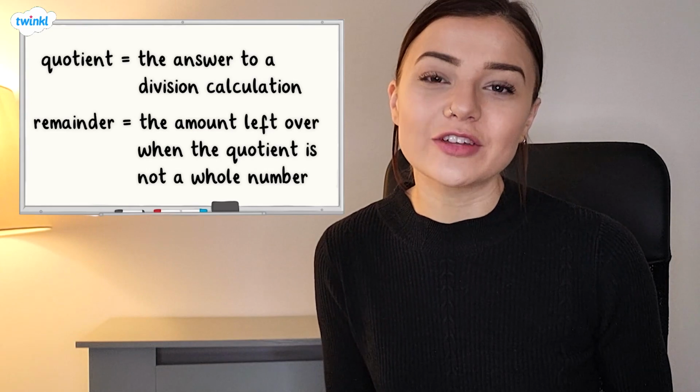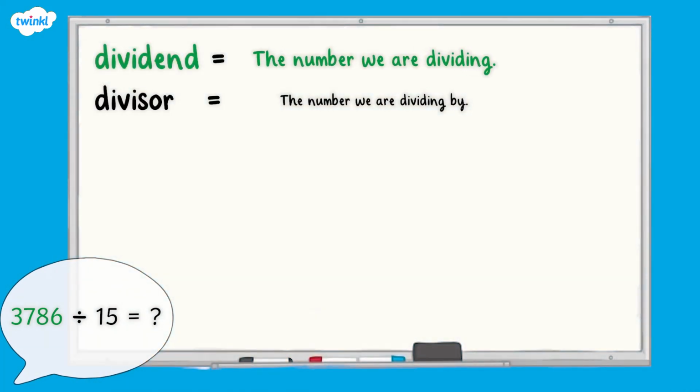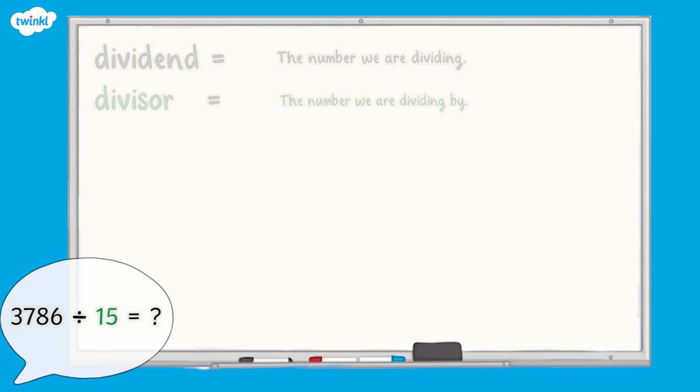Let's start by using long division to divide 3,786 by 15. 3,786 is the number we are dividing, so this is our dividend, and the divisor, or number which we are dividing by, is 15. When we divide by a two-digit number, it's a really good idea to list the first multiples of our divisor first, so that we have these facts to hand.